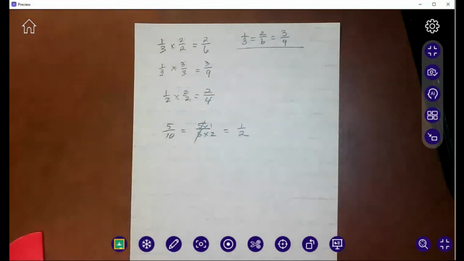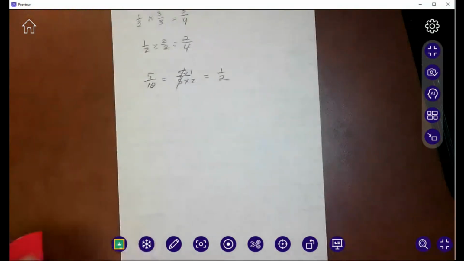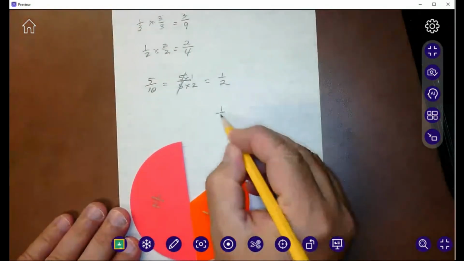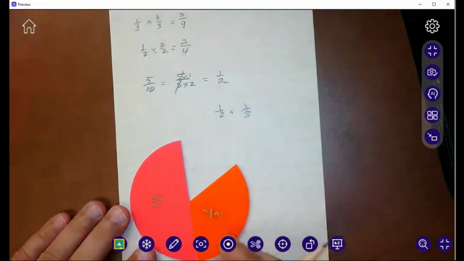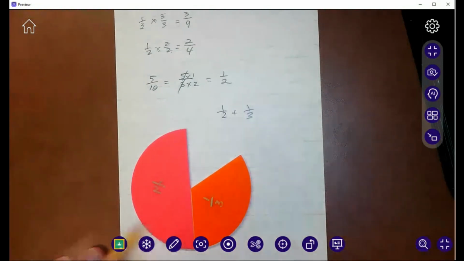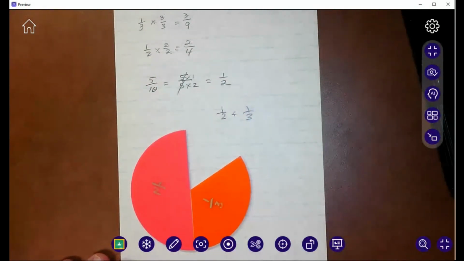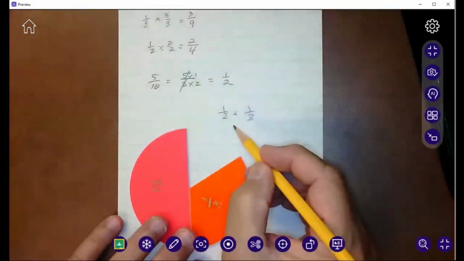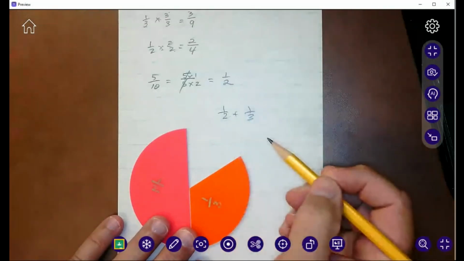Well, now what we want to do is we want to look at adding fractions. If I wanted to add 1/2 plus 1/3, here's a half and a third. And if I asked you to name that, there is no name for it. It's not a half-third or a third half. There's no name for it. So we have to sort of rewrite this in a different way. We have to change it up a little bit. So what we do is we find a common denominator.